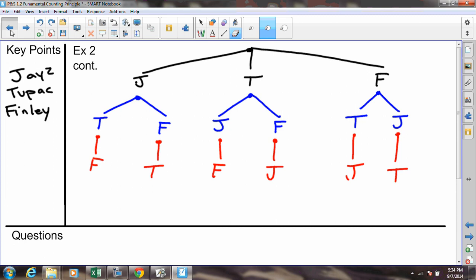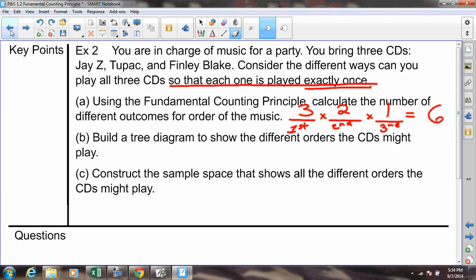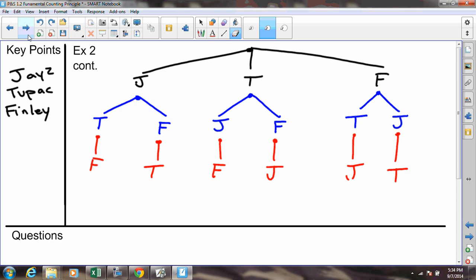Coming back to part C now. Construct the sample space that shows all the different orders that the CDs might play. And there are several different correct ways we can do this. You can use logic to just think through it. You could use a tree diagram to think through it. There are pretty much any way you want. You just have to create the list of all the 6 different orders that you can get.